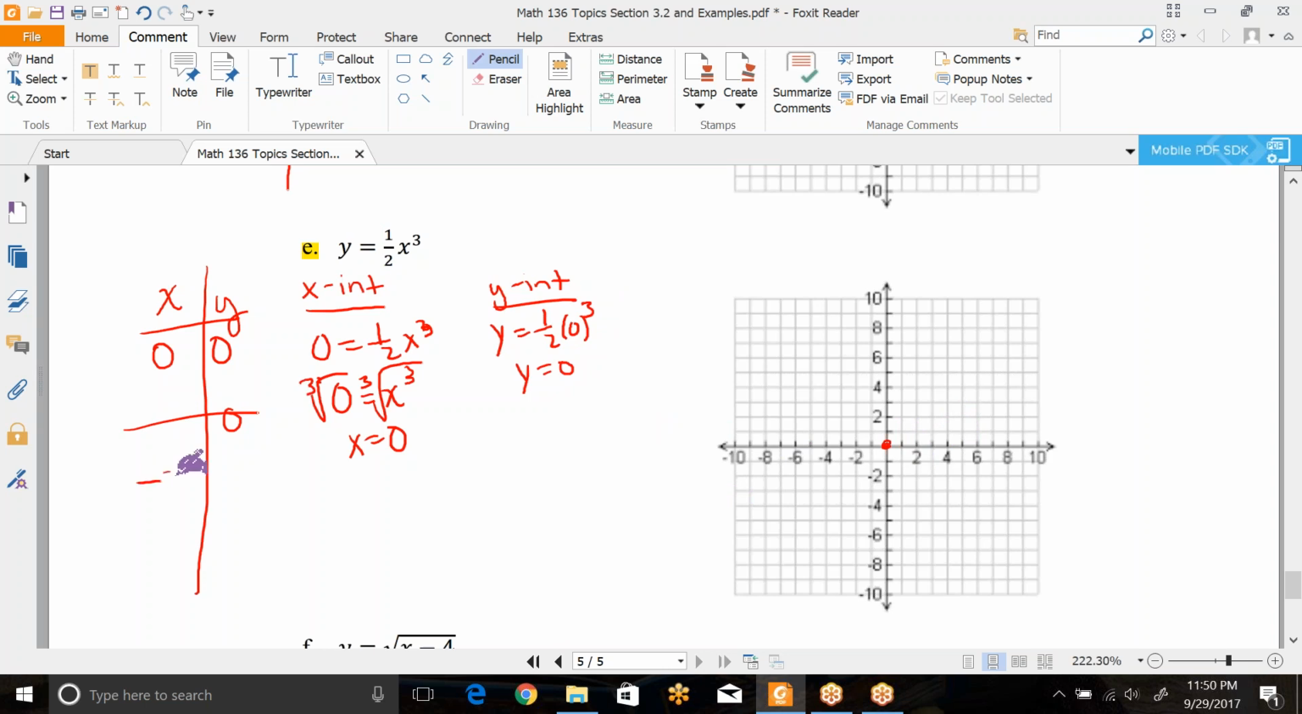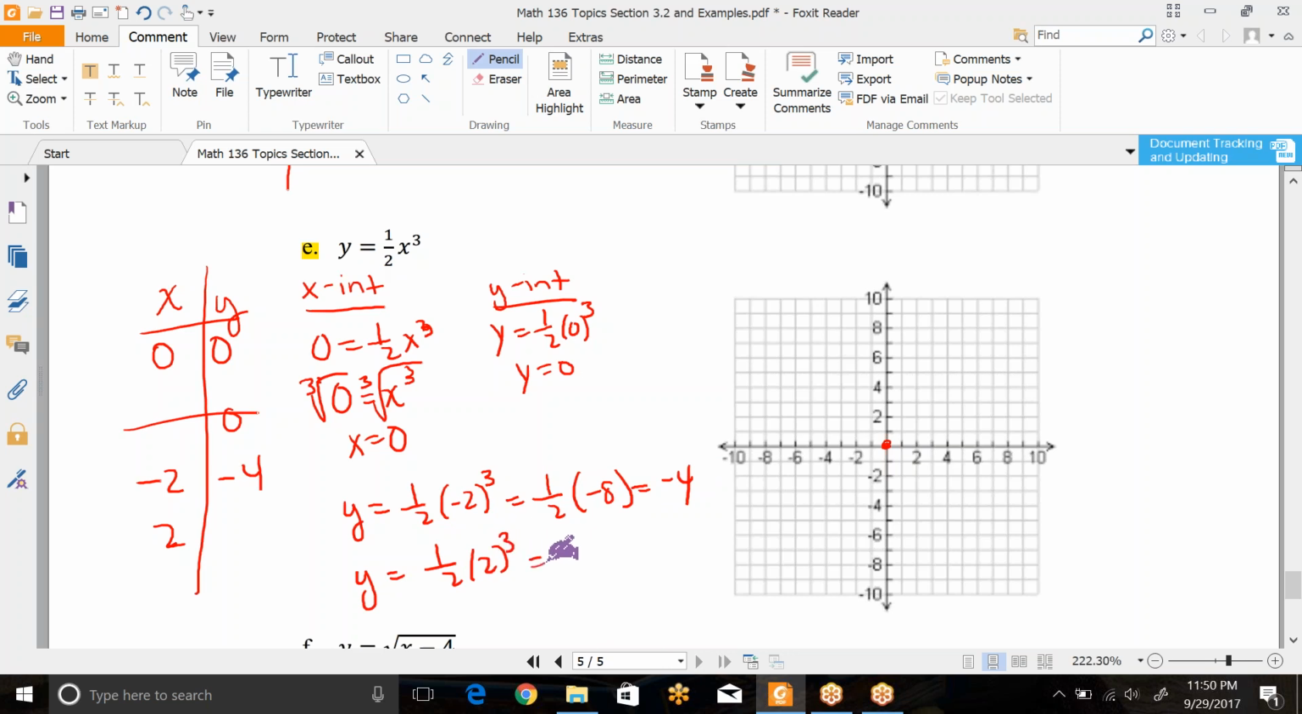So I'm going to pick maybe -2 and 2 as 2 other points to try out. I just use them because they're divisible by a half, especially since we have a fraction involved. But we're going to have to cube them first. So that would be 1/2 times -8, so that's -4. And 1/2 times 2 cubed is 1/2 times +8, which is +4. So I get -2, -4, +2, +4. It's not a straight line, and I'm going to prove that to you. I'm going to plug -1 in. So that would be y equals 1/2 times -1 cubed, which is just going to be -1/2.